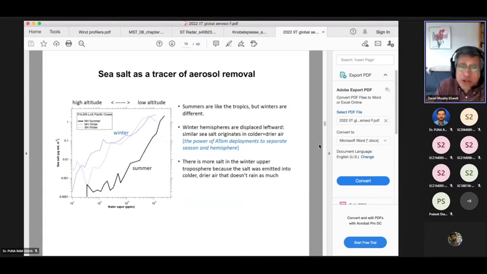So here's some correlations, and what I've done here is show that we did this in 4 different seasons. So I'm showing the relationship of water and sea salt in the summer and the winter. In the winter, I didn't want to put too many curves on, but I have a northern hemisphere winter and a southern hemisphere winter, which are 6 months apart. And so during winter, we see more sea salt for the same amount of water vapor.